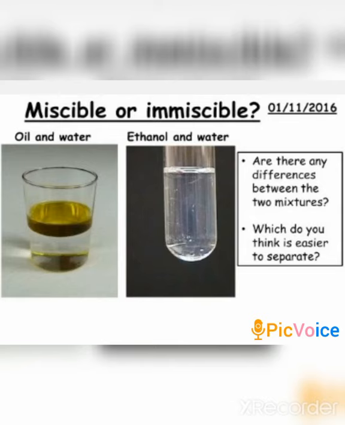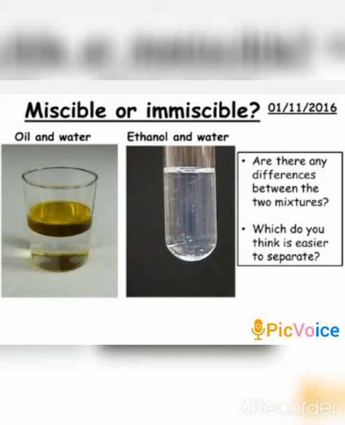Hello friends, we will now deal with miscible and immiscible liquids. So what are miscible and immiscible liquids? In the diagram you can find that with respect to the first one, a glass is having water and oil in it, and in the second situation a beaker wherein water and ethanol have been mixed together.